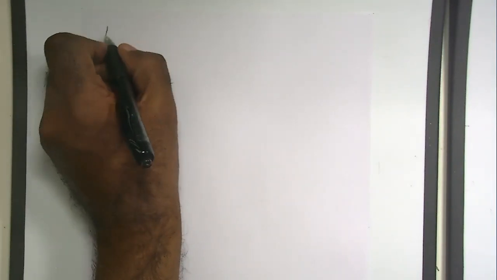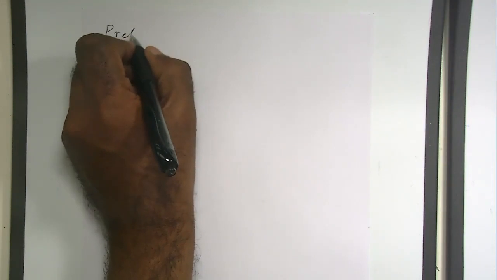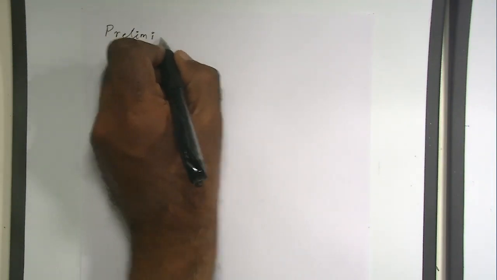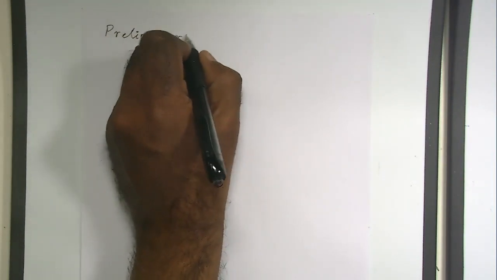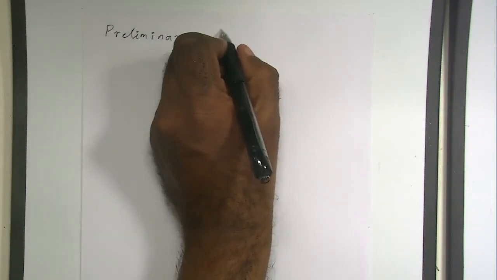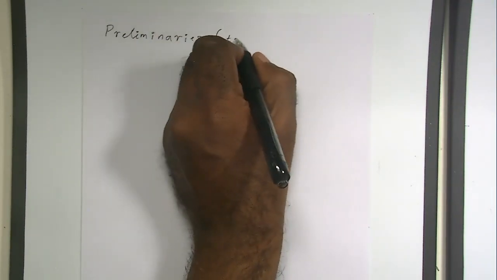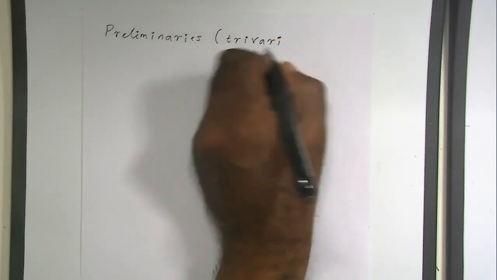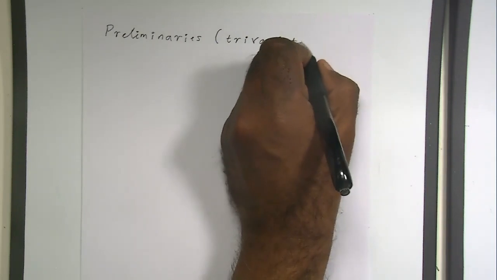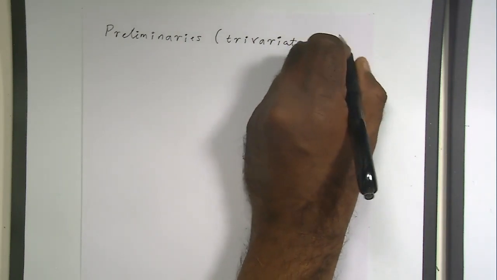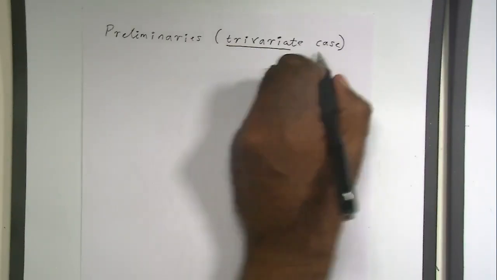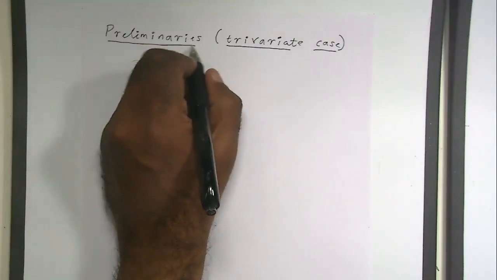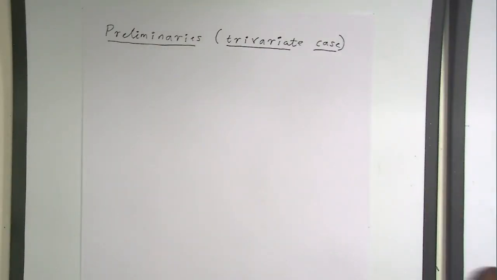The next thing, I'm going to consider preliminaries for the trivariate case. So these are preliminaries, one more time. This is for the trivariate case. Trivariate means three variables.